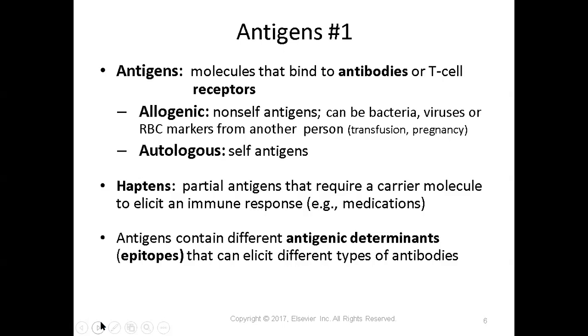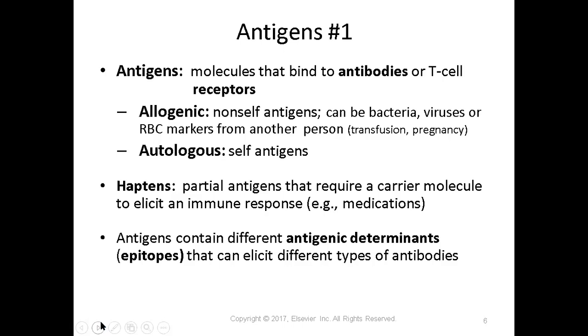When we compare allogenic to autologous, that prefix auto means self. So these are self antigens. Okay, auto means self. So a couple of other terms on this slide, and then we'll move on. When you hear the term hapten, this is a partial antigen that actually requires a carrier molecule to elicit an immune response. Okay, so what the heck does this mean?